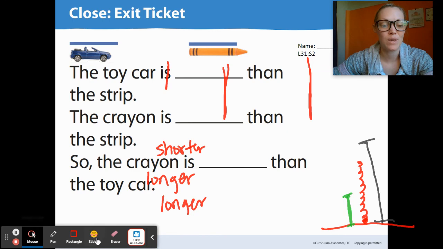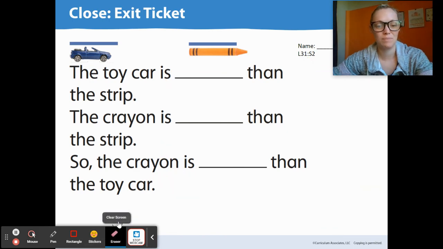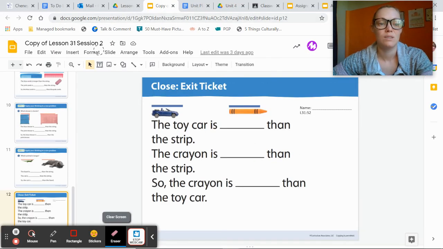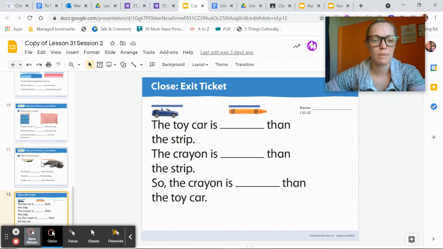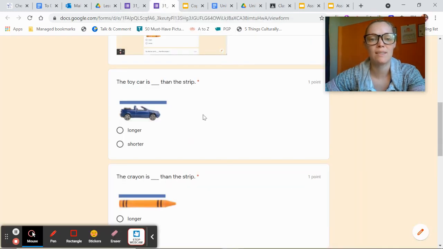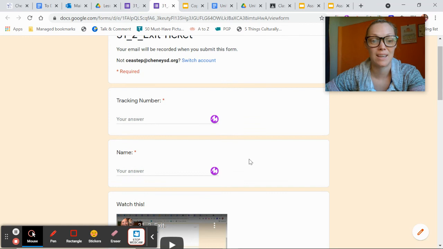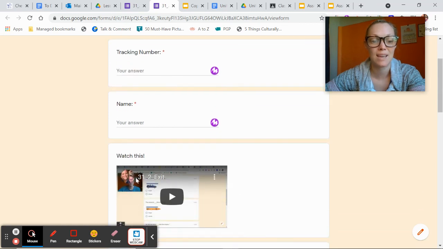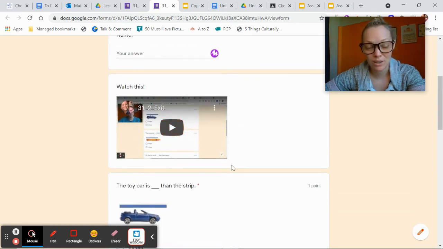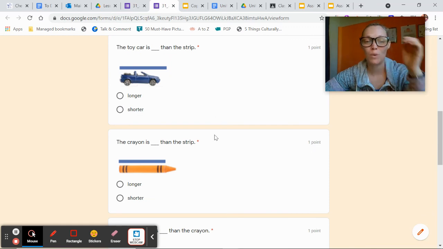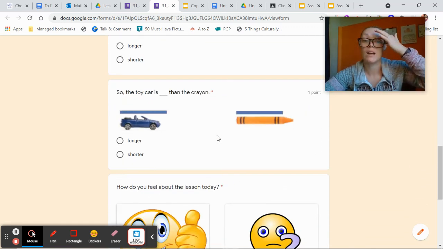All right, and now you have an exit ticket. So you want to make sure you fill in all your answers, and then you can do your exit ticket. Number, name, watch the quick little video, and then show me what you know about comparing objects using a third object.